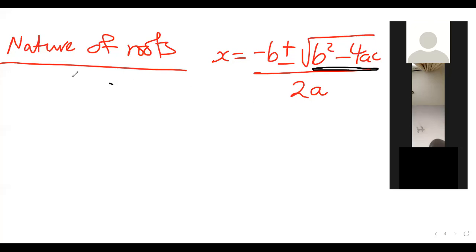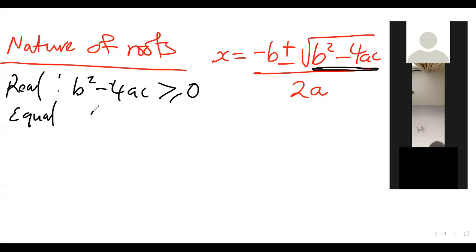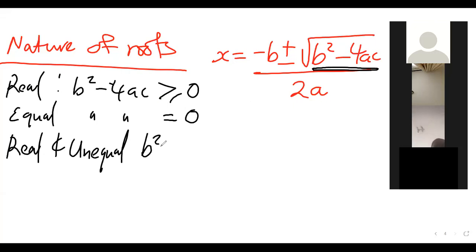So the nature of roots can be real. If they're real, that means b squared minus 4ac is greater than or equal to 0. If they're equal, that means b squared minus 4ac is equal to 0. Now, if they're real and unequal, that means b squared minus 4ac is greater than 0. So this one is real, or sometimes they say real and equal.